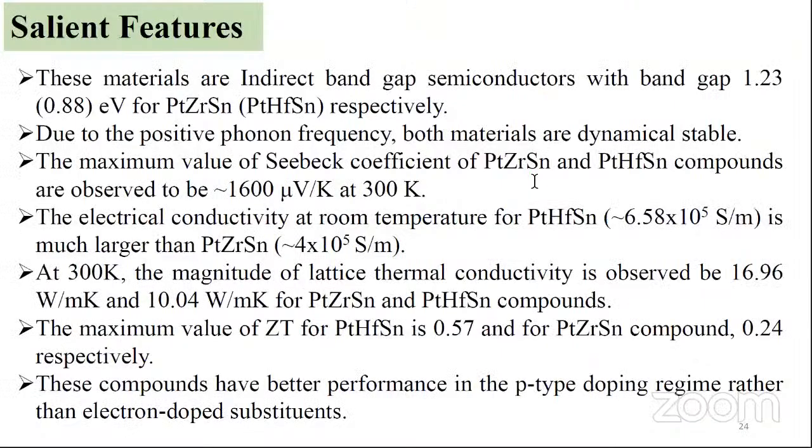There are some important features. These materials are indirect bandgap semiconductors and they are dynamically stable. The maximum Seebeck coefficient of these materials is approximately 1600 at room temperature, and the electrical conductivity is 6.58 times 10 to the power 5 in the case of Hf and 4 times 10 to the power 5 in the case of Zr. The maximum value of ZT is 0.57 in the case of Hf and 0.24 in the case of Zr. So we can say that these materials have a better performance in the p-type region.